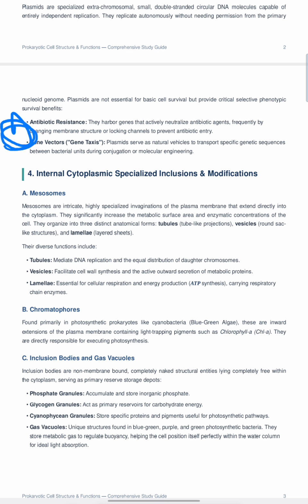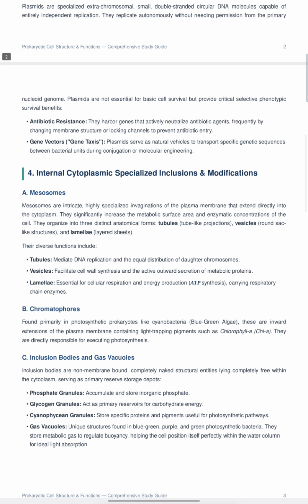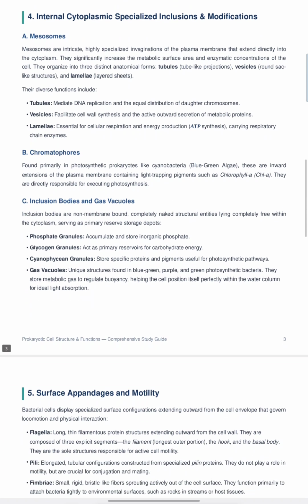Antibiotic resistance plasmids harbor genes that actively neutralize the antibiotic agent, frequently changing membrane structure and blocking the channel to prevent antibiotic entry. Gene vectors are also known as gene taxis. Plasmids serve as a natural vehicle to transport specific genetic sequences between bacteria during conjugation or molecular engineering. I think that is not part of the syllabus, so we will discuss it afterwards.